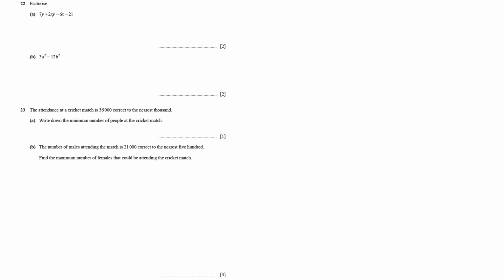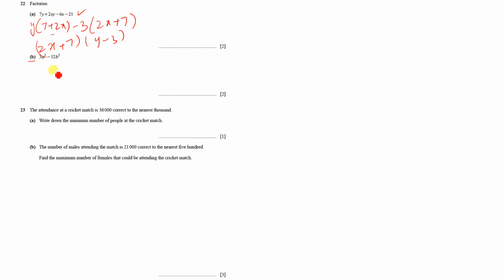Question number 22. Factorize 7y plus 2xy minus 6x minus 21. If we factor y out of the first two terms, we have 7 plus 2x. And if we factor negative 3 out of the last two terms, then we have 2x plus 7. So this is the common factor. So 2x plus 7 times y minus 3 are the factors of this expression.